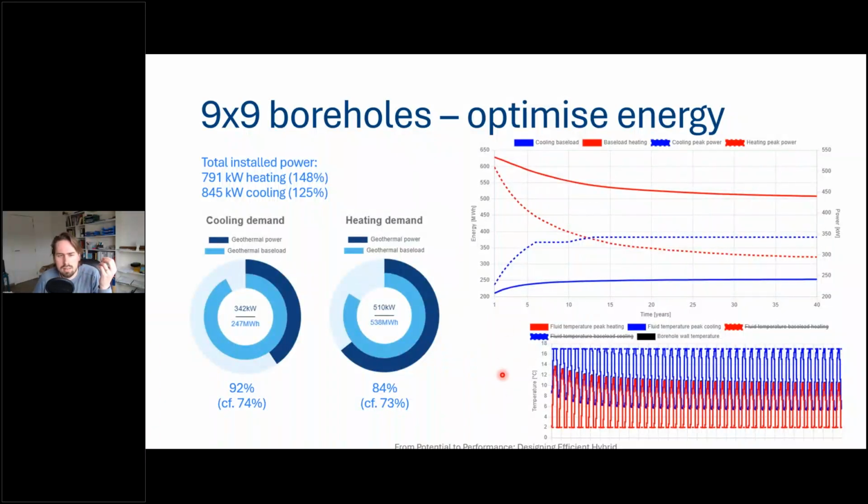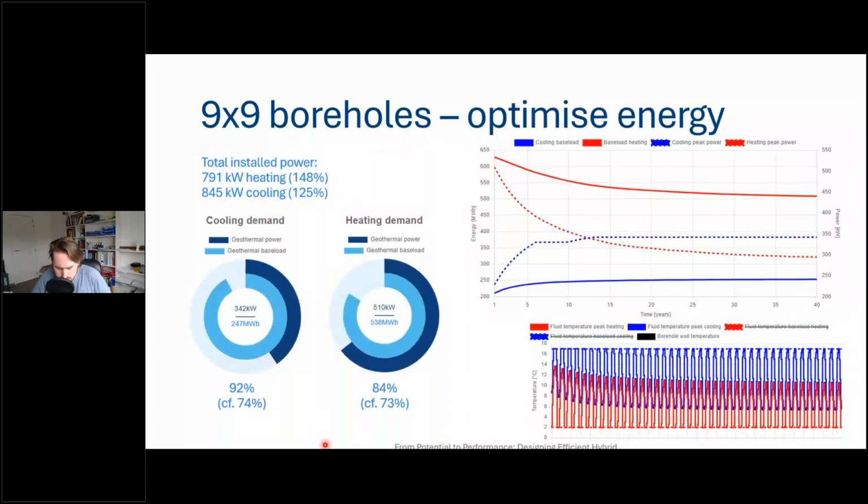And you can see the difference really clearly if you take a look at the temperature profile. So this is totally different because now we're reaching the minimum and the maximum limit at every month of the simulation period. And you can see that with the same investment cost for a Borefield, we are now at 84% of geothermal heating share, right? Instead of 73% from the optimized power, and 92% in cooling instead of 74%.